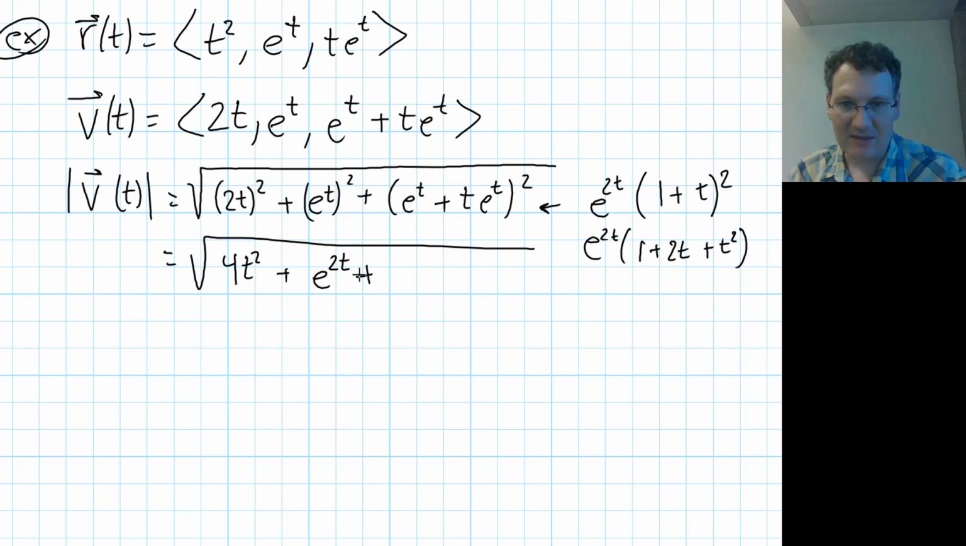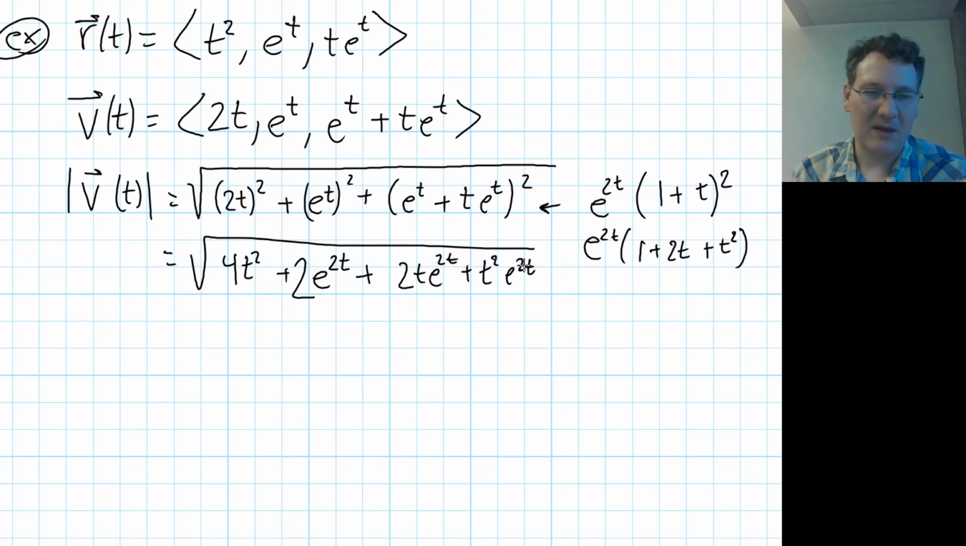1 plus 2t plus t squared, times e to the 2t. And we already have an e to the 2t, so actually there's going to be 2e to the 2t plus 2t e to the 2t plus t squared e to the 2t. Now this is, again, not pretty. It doesn't really matter what I do to it, it's not going to make it pretty. But that is the speed at any given time.